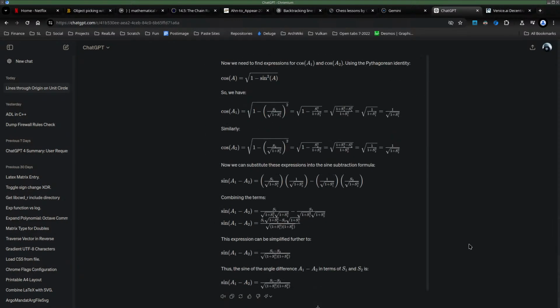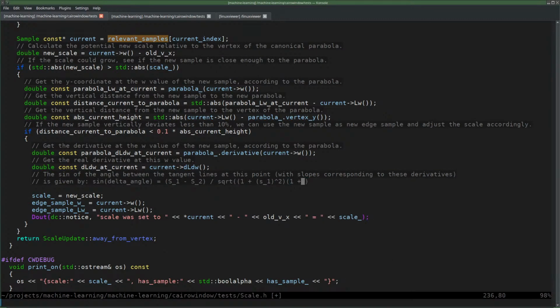Something is fishy here. No, it's not. Never mind. Square root of 1 plus the square of that, blah blah blah, okay.